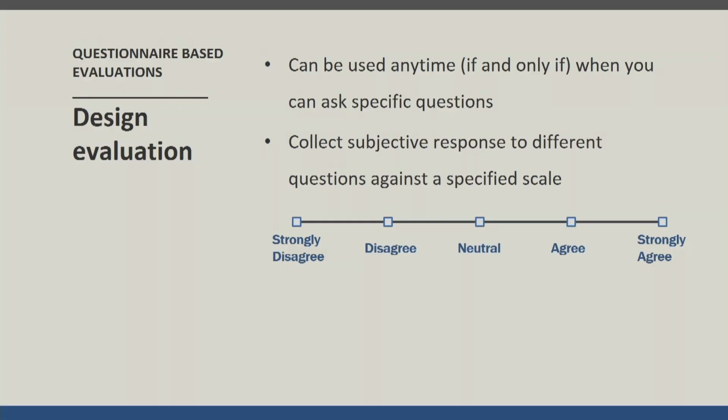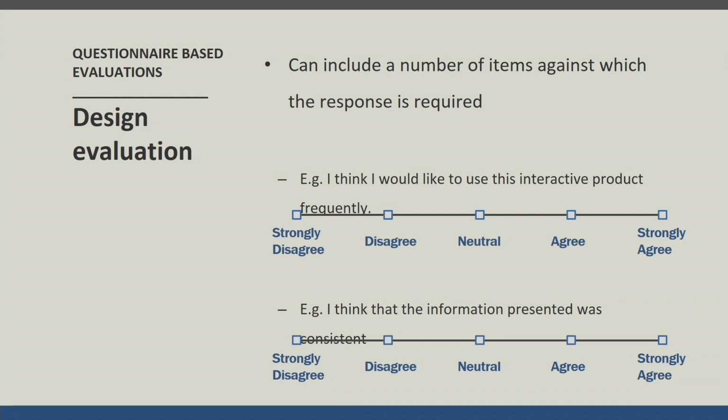If you are composing the questionnaire, you can collect subjective response to different questions against a specified scale. What you see on your slide is the specified scale, where you have neutral right in the middle, and on the right side of the scale you have agree, strongly agree. On the left side of the scale you have disagree, strongly disagree. So this is a balanced scale, where across the center of the scale responses to the left are balanced with responses to the right. Against this scale you can put up a question and seek response from the user.